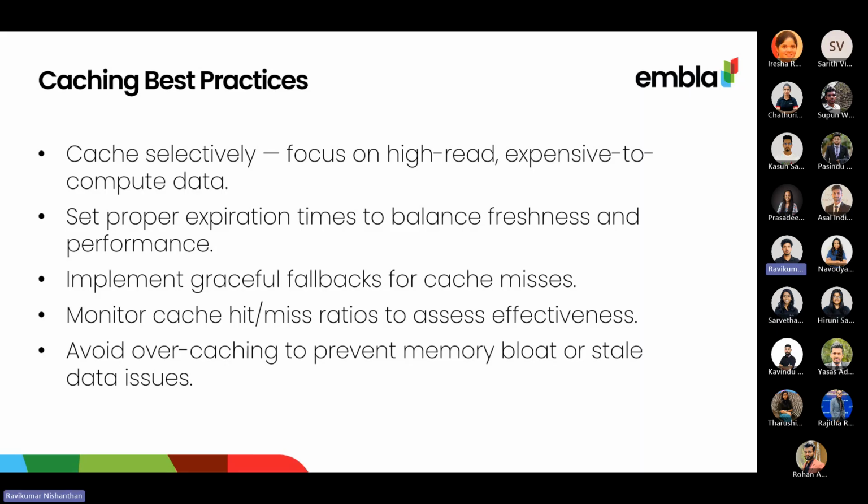Third one is implement graceful fallbacks. If there is a cache miss, meaning the data isn't found in the cache, your system should be able to fetch it from the original source without crashing or slowing down the application. Fourth one is monitor cache hit and miss ratios. These metrics will tell you whether your cache is actually effective and help you to fine-tune your strategy.